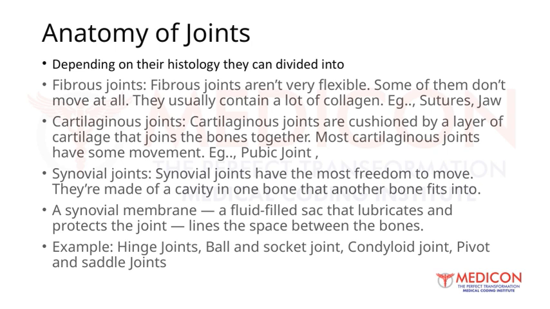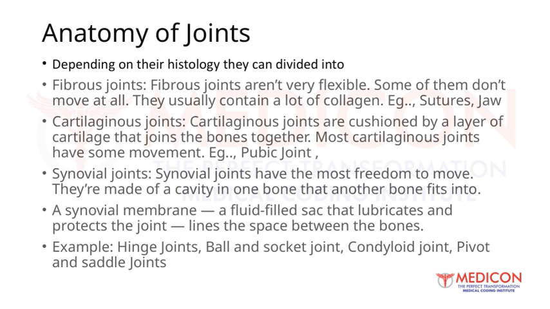Next, we have cartilaginous joints. These joints are cushioned by a layer of cartilage that connects the bones. Because of this cartilage layer, most of them allow some degree of movement. Think of the pubic joint as an example. It's a joint that provides stability but also allows limited motion.